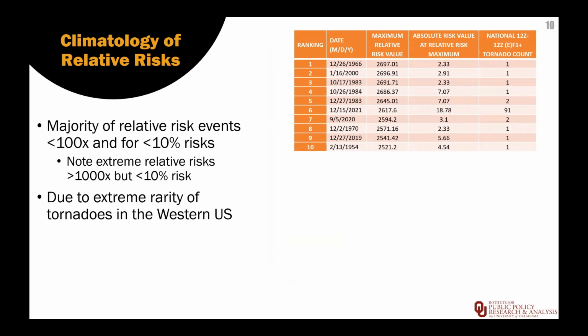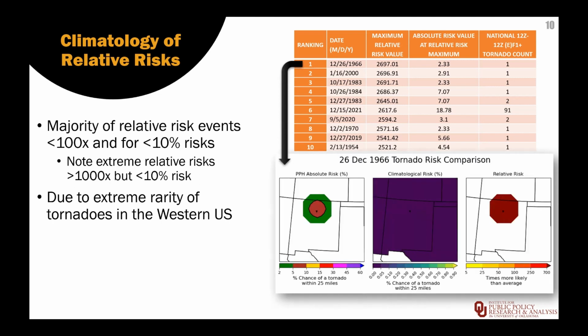This is a ranking of the top 10 relative risk events in the database from 1950 to 2021. And you can see that the number one day has a relative risk of 2,697 times more likely than normal for an absolute risk of 2.33%, which is, for all intents and purposes, a 2% tornado risk. And a single tornado occurred, just one. Where was it? Northern New Mexico, the day after Christmas, which is both a place and a time you probably would be shocked to hear a tornado occurred. And that's why we get that massive relative risk, because the climatology at this point is basically this tornado.